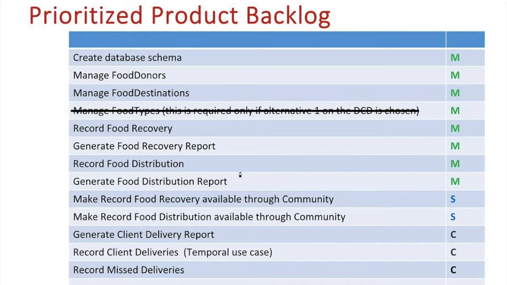Out of all of these use cases listed in our product backlog, there are 4 use cases that relate to the volunteer portal. They are record food distribution, record food recovery, make record food recovery available through community, and make record food distribution available through community.